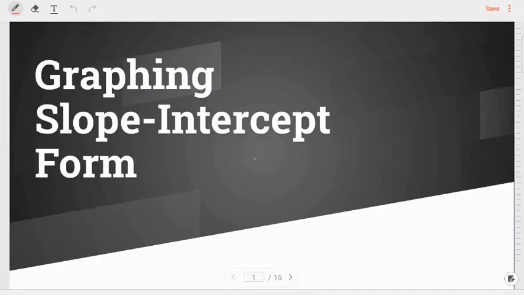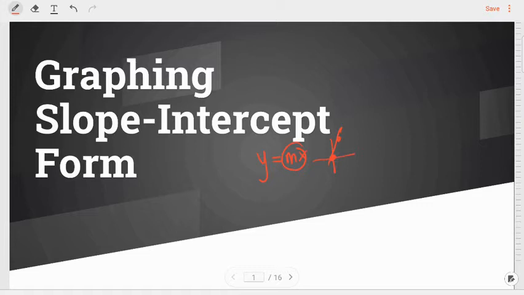In today's lesson, we're going to talk about how to graph in slope-intercept form. Until now, we have formally graphed the formula y equals mx. Remember that was proportional, and my graph always started at the origin, and then I followed my slope to get to my next point. Now today we're going to talk about slope-intercept form.